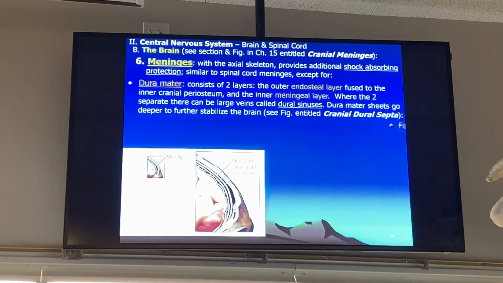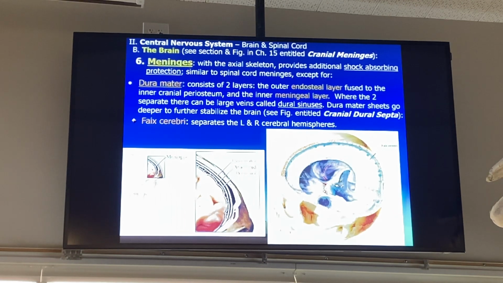All right, let's talk about meninges. I want to try to get up to CSF here at a certain point. Though we did cover meninges in the spinal cord, there are some differences. Most of the differences is with dura mater. For example, in the spinal cord, there's only one layer of dura mater. In the brain, it's two layers. One is stuck to the inside periosteum of the cranium, that's the endosteal layer. And then underneath that, close to the brain, is the meningeal layer.